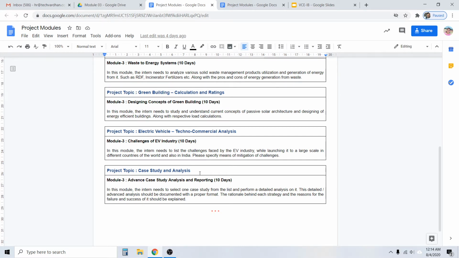Project topic: green building calculation rating. Designing concepts of green building. It's not like that the green building started today. There are many buildings who already get 5-star rating or 4-star rating, and they are termed as green building because they are saving the environment, saving electricity and heat and thermal load and electricity load also.